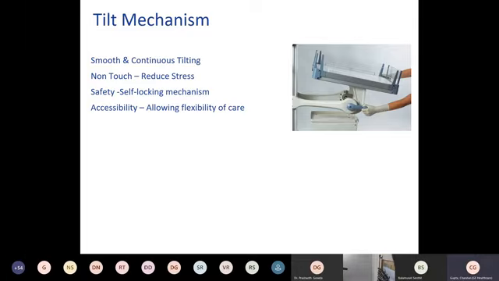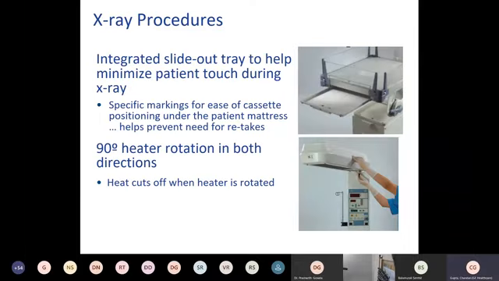Take care whenever you are looking for a tilt mechanism. Whenever you are doing an X-ray procedure, we need to ensure that the X-ray tray can be pulled in and out without disturbing the baby. At the same time, the heater head can be moved 90 degrees, and the heater should be turned off. All these things we need to take care of so that we can have a very good X-ray without disturbing the baby and the caregiver.